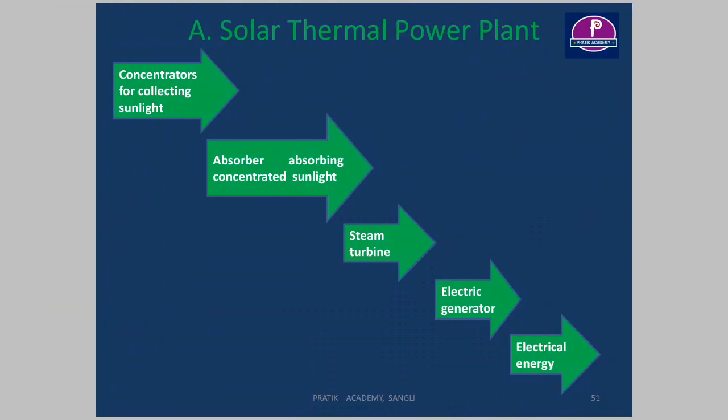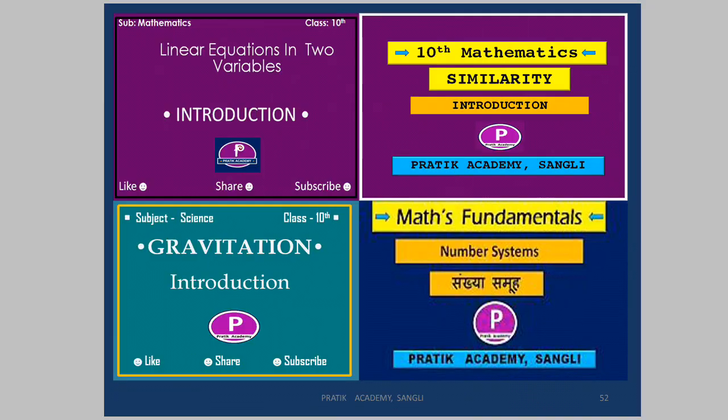What are the conversion steps? First, concentrators collect sunlight and concentrate this sunlight over the tube. Then the absorber absorbs the concentrated sunlight. Due to this absorption, water is converted to steam. Then this steam is passed to the steam turbine, and due to the steam turbine, the electric generator starts rotating and produces electric energy. So these are the energy conversion steps in a solar thermal power plant.